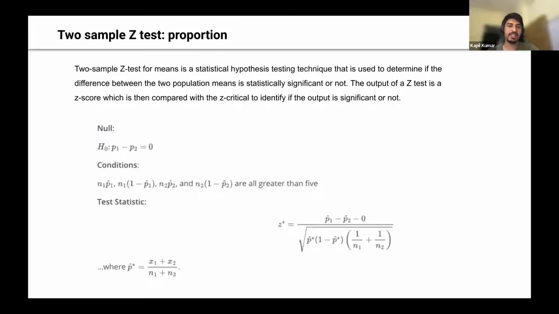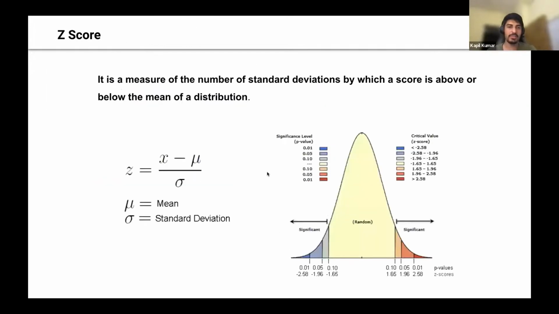It is very similar to the Z score. The Z statistic tells you how many standard deviations your data point is away. This is the actual observed value, this is the mean, and this is the standard deviation.